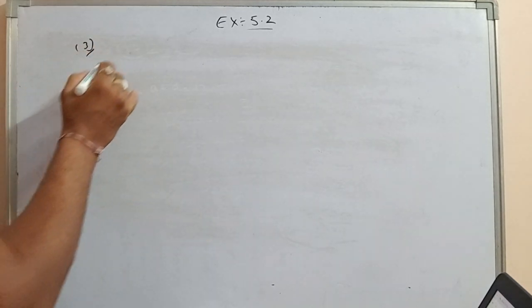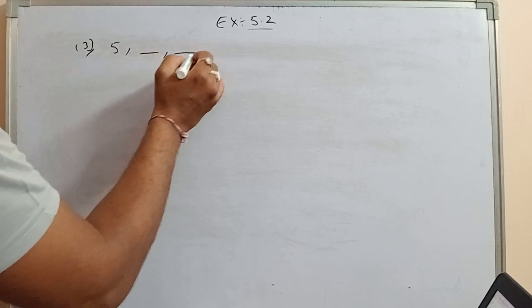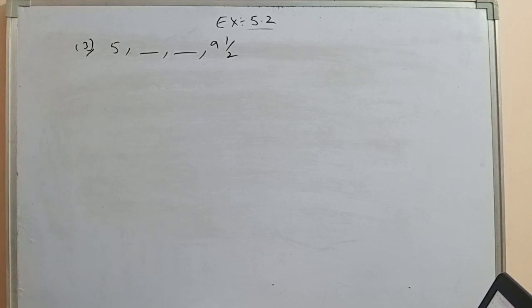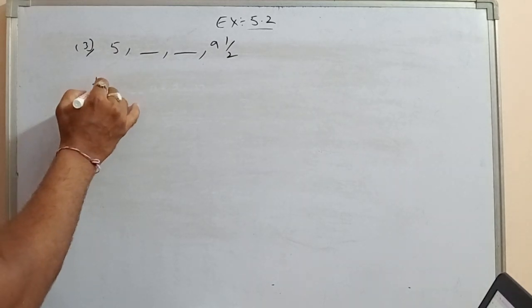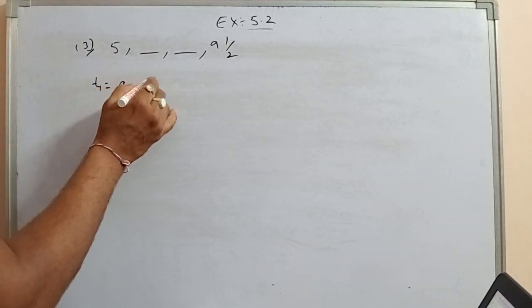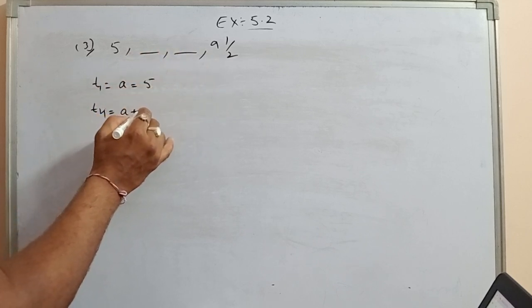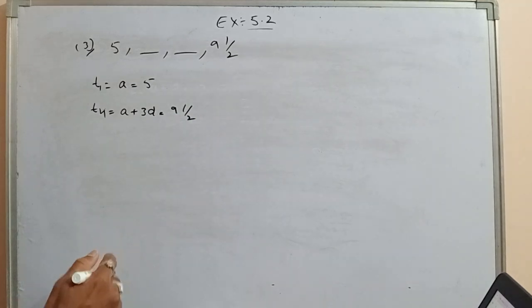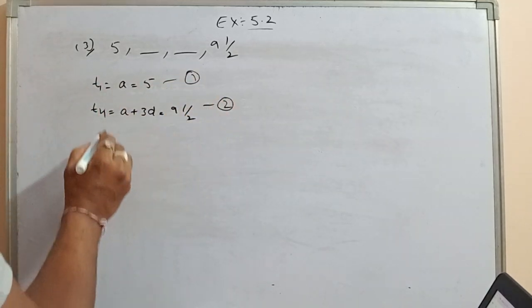Given the third one, the arithmetic series is 5, dash, dash, 9 1 by 2. So we have to find the second and third term in the given arithmetic progression. In order to say this is an arithmetic progression, what is the first term? T1 is equal to a is equal to 5 and T4 is equal to a plus 3d is equal to 9 1 by 2. So this is the first equation and this is the second equation.